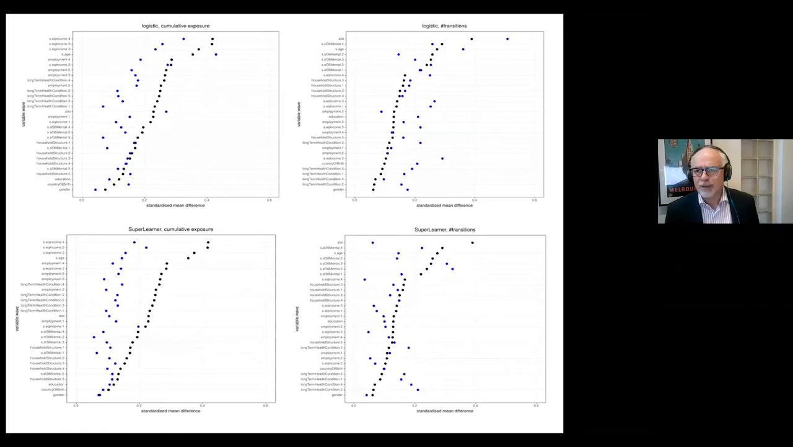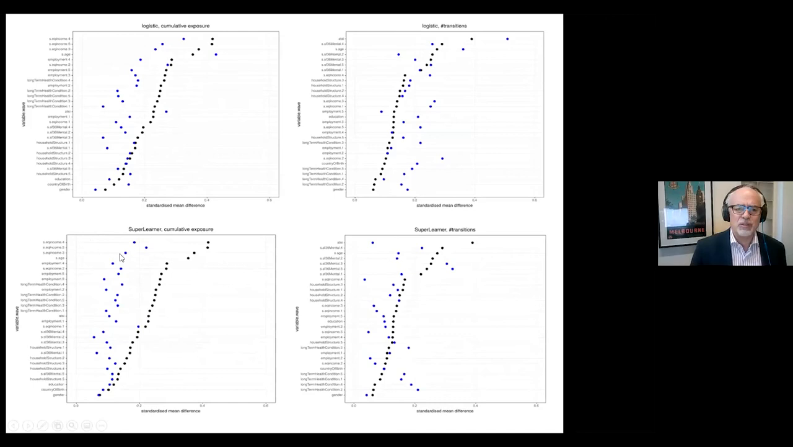So be humble. The machine learning used here, I do think improved it. There's far more blue dots over this way. Even up here, some of the blue dots went that way because they were compensated for. We've got no blue dots to the right of the observed black dots here. So it has helped. This is for the number of transitions into and out of housing. And it's still better than where these blue dots are here, but it's still not perfect. So, you know, we need to be humble.